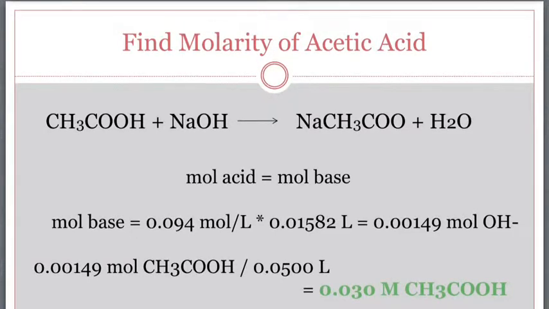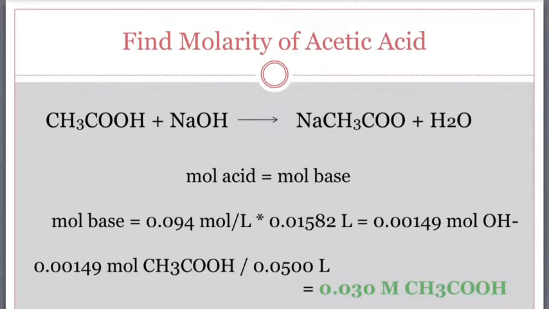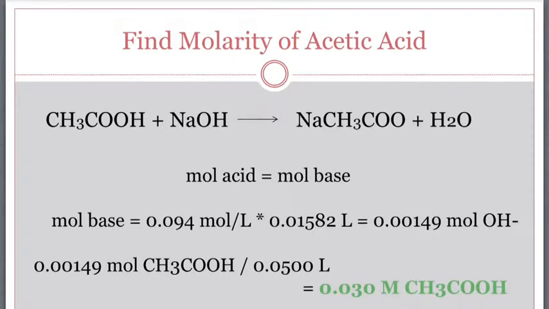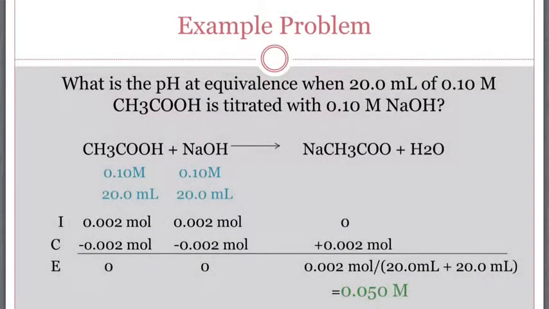This equals 0.00149 moles of OH minus. Since we know that the moles of OH minus equal the moles of acid at equivalence point, we can divide 0.00149 moles by the amount of acid we started with, which was 50 milliliters, giving us a concentration of 0.030 molar. We're now going to do a quick example titration problem.